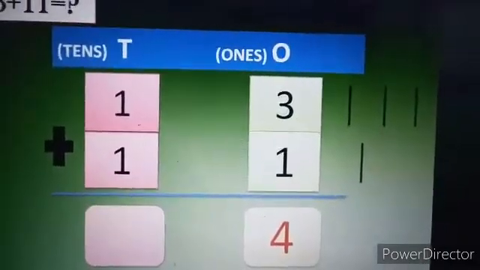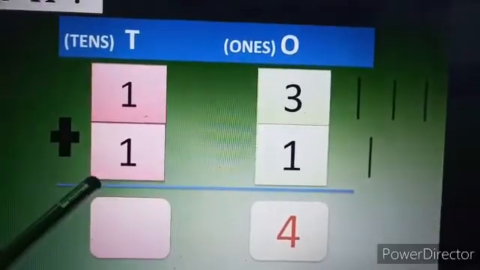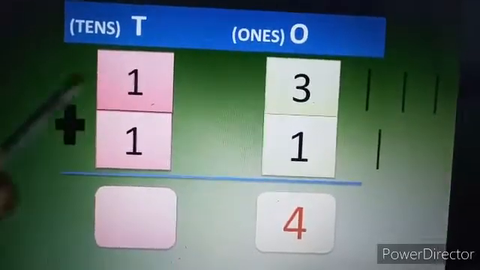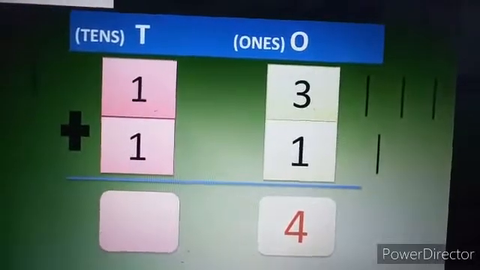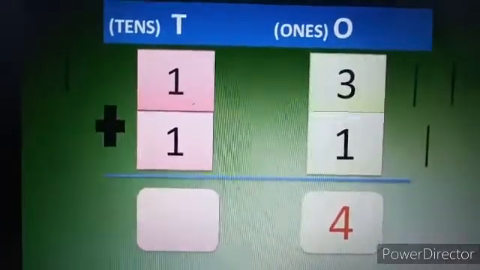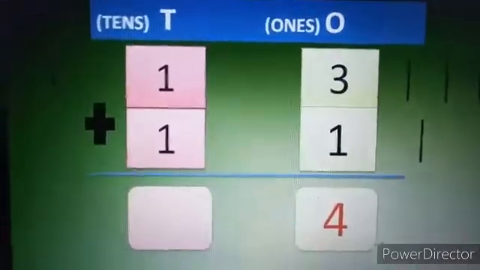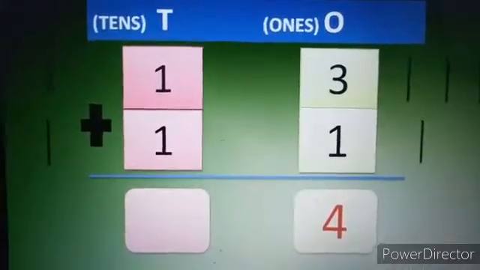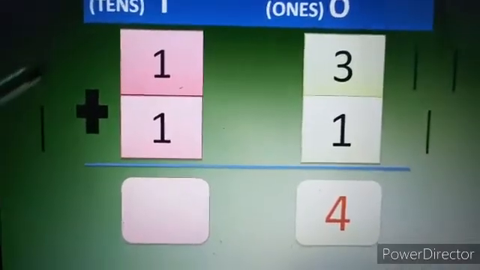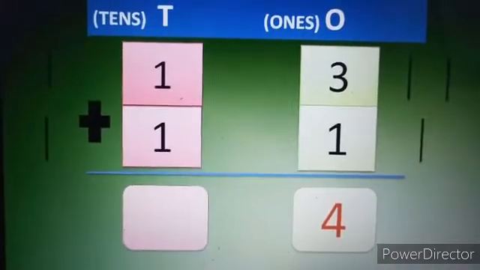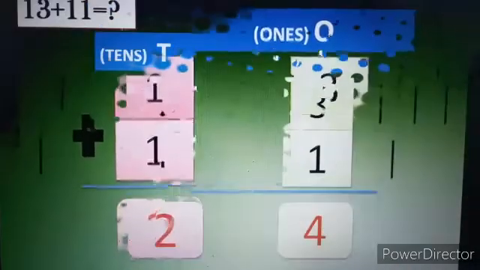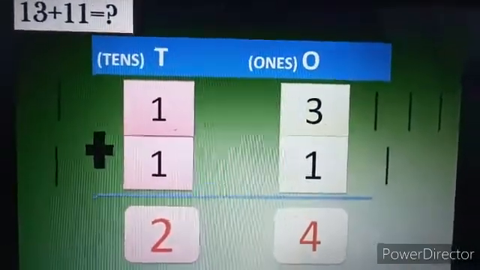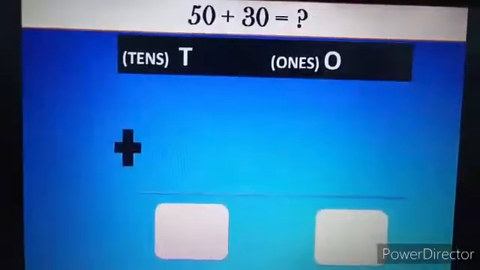Got it? Now come to the tens place. Here the first number is 1. How many lines will we draw? 1. After that again 1 is there, again we will draw one line. Altogether how many did we get? 1 and 2. So your answer is 2. Understood children? Now let's move to the next example.